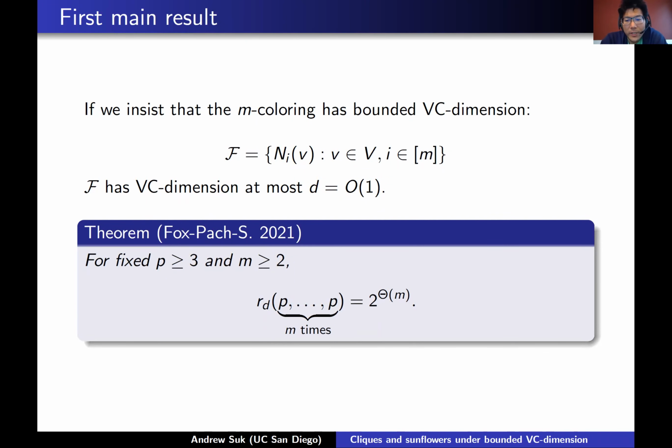Okay, and there wasn't anything special about the number 3. So for any fixed constant p, if you want to obtain a monochromatic clique of size p in an m-coloring of the edges of the complete graph, we were able to show that this is also indeed at most 2 to the constant times m.